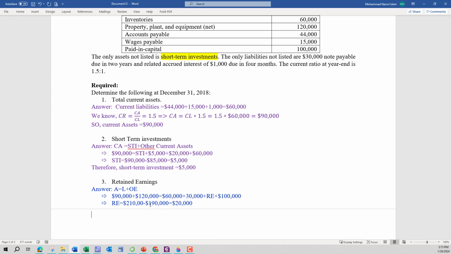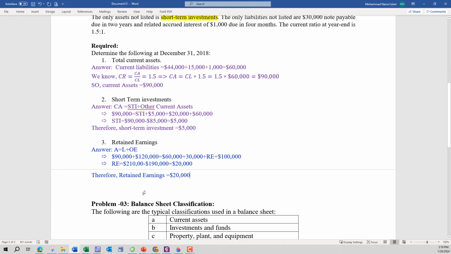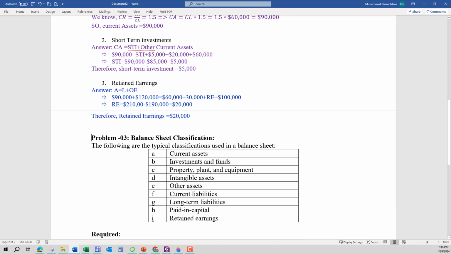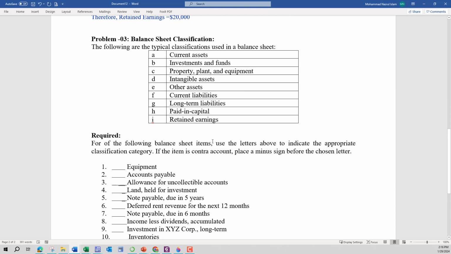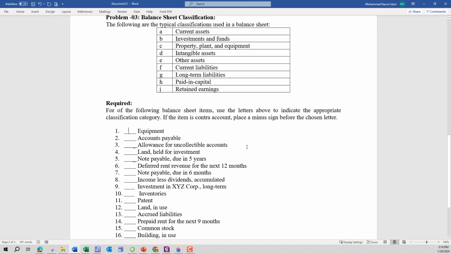Therefore, retained earnings is equal to 20,000. Okay, we got it. And now let's go to number 3. In number 3, what we have given is the following.